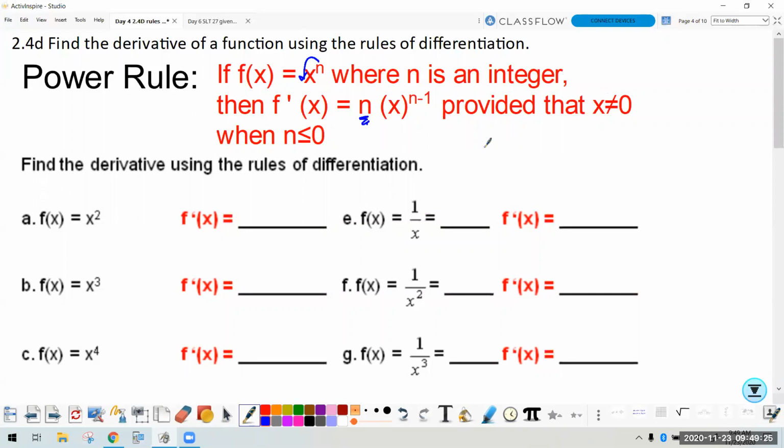What this last part is saying is that your x can't be 0 if you have a fraction. If this exponent is negative, you can't have a 0 in the denominator. So this is just the technicality saying we can't divide by 0, so the base can't be 0 if it's in the denominator.